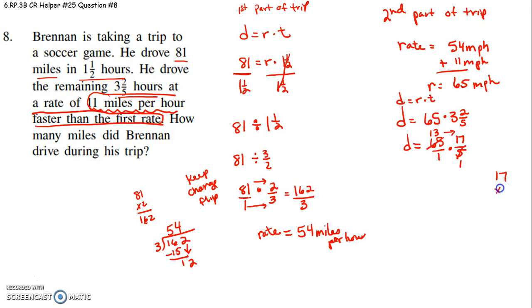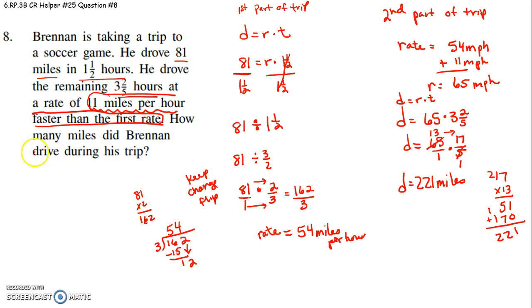So I have to do 17 times 13. 7 times 3 is 21. Put down a 1, carry 2. 3 times 1 is 3, and 2 more is 5. Then a 0. 1 times 7 is 7. 1 times 1 is 1. Add those together. 1, 5 and 7 is 12. 1 and 1 is 2. So he traveled 221 miles for the second part of his trip.